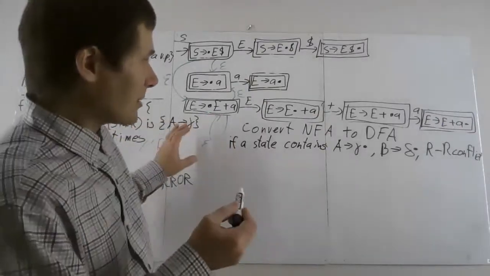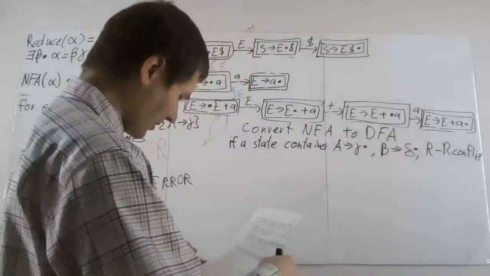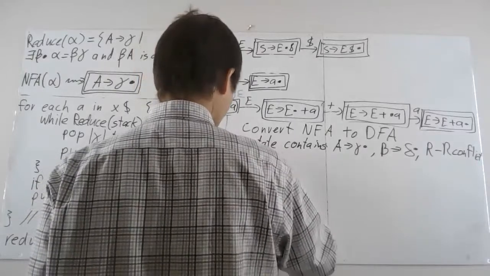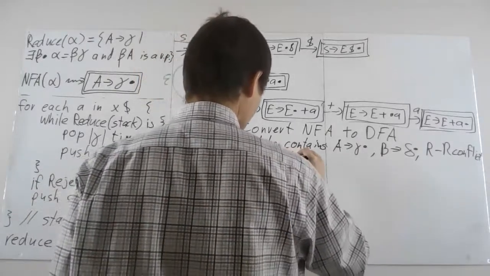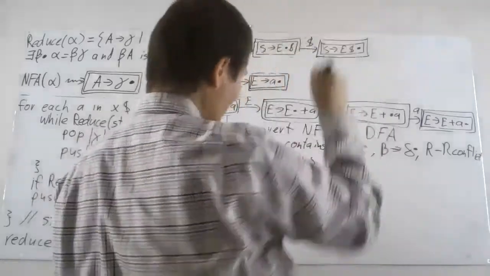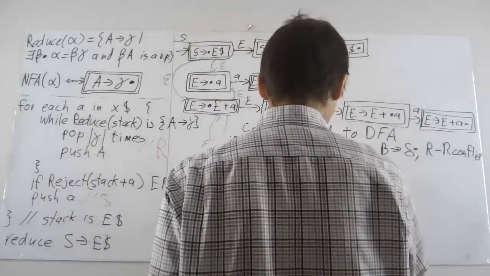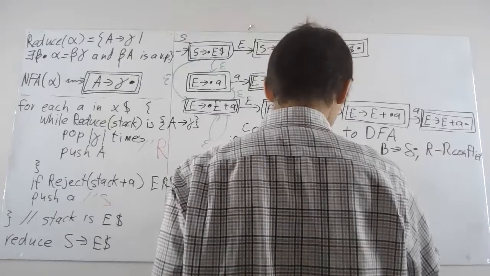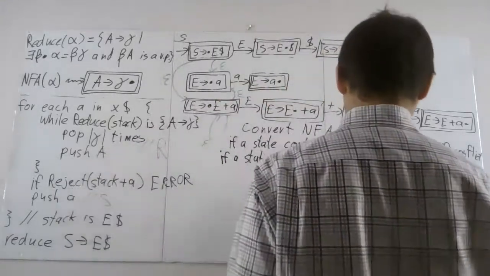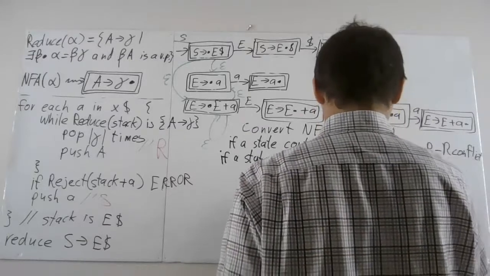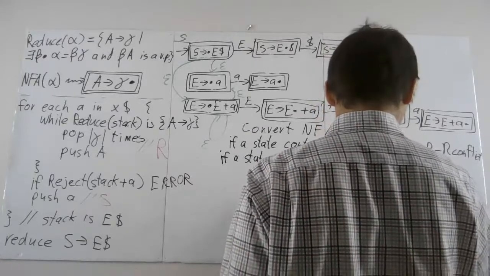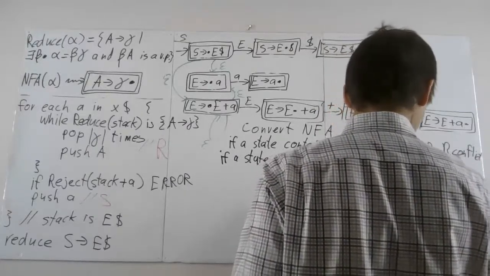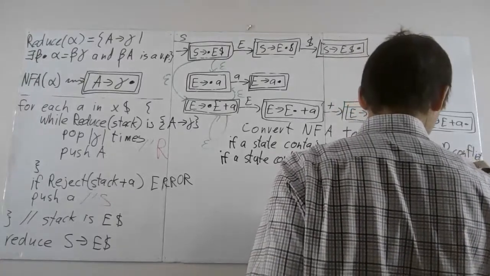All right. So, similarly, I'm going to summarize this and say, if a state contains an NFA state with a dot at the end and an NFA state with a dot not at the end, so A goes to gamma dot, and B goes to, I'm going to write it as alpha dot x beta, then we're going to call that a shift reduce conflict.